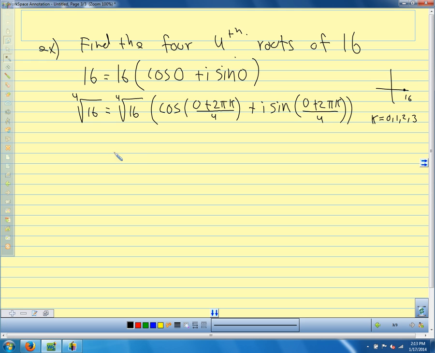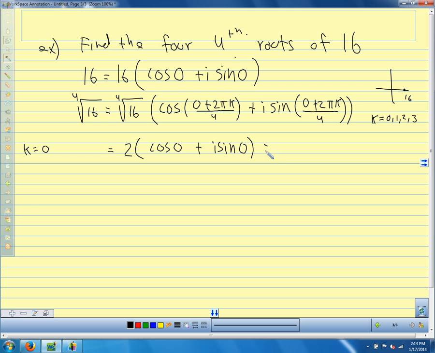So in our calculator, what's the fourth root of 16? 2. So we get 2. Now we'll do our calculation for k equals 0. 2 times the cosine. We're going to multiply 2 pi times k, so I get 0 plus 0 over 4, which is 0. Cosine of 0 plus i sine 0.